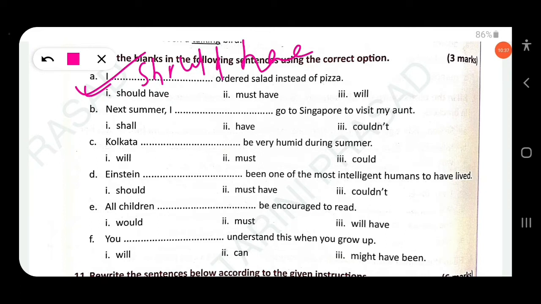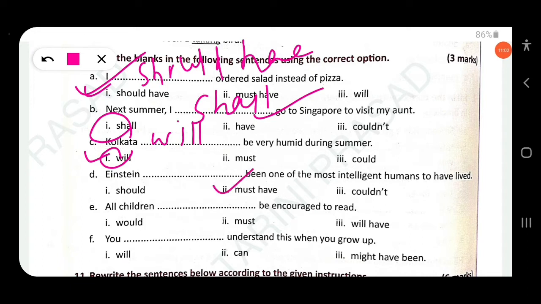The next one: next summer, I dash go to Singapore to visit my aunt. I shall go. Next: Kolkata dash be very humid during summer. So here, will. Next: Einstein dash been one of the most intelligent humans to have lived. Here must have, must have been.